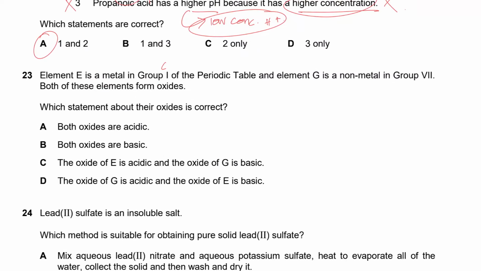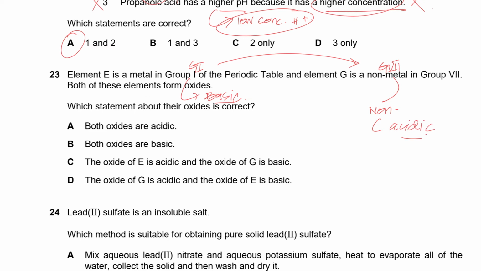Element E is in group 1, great, and it's a metal, and element G is a non-metal, so there must be an ionic bond being formed between group 1 and group 7, right? Now it says which is true about their oxide. Okay, what is true about their oxide? Group 1 oxides are metal oxides, metal oxides are basic oxides, and group 7 oxides are non-metal oxides, and non-metal oxides are acidic oxides. Done, sir.